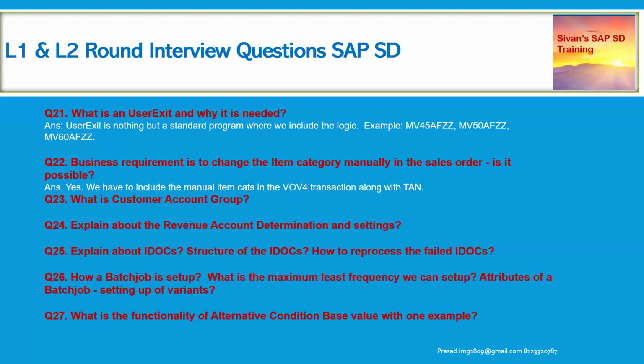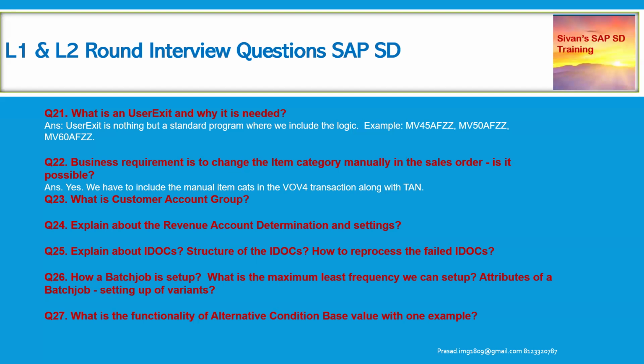Whenever we go to the VOV4 transaction, that is item category determination, or the T184 table, we maintain the combination of sales document type, item category group, usage, higher-level item category, and the default item category. In the default item category option, we can maintain manually around 10 plus item categories.